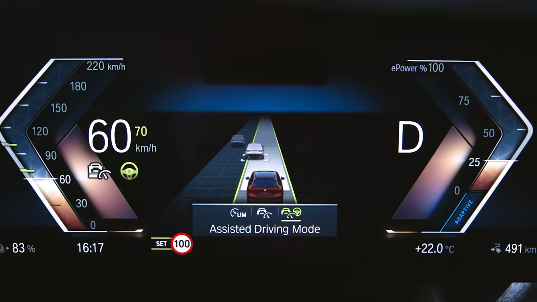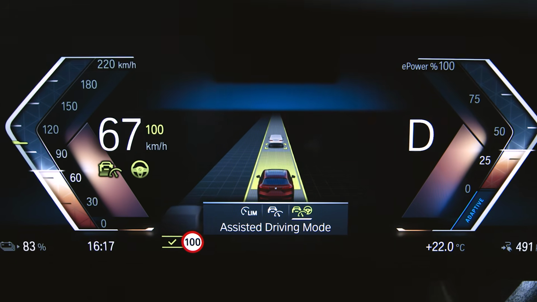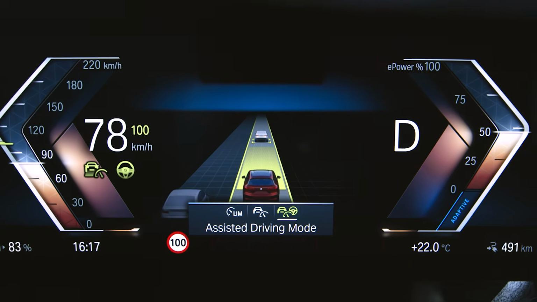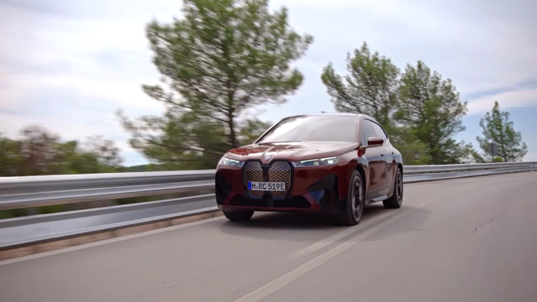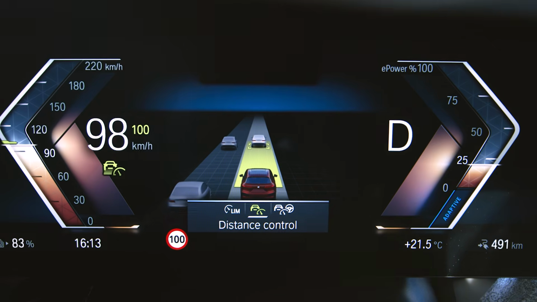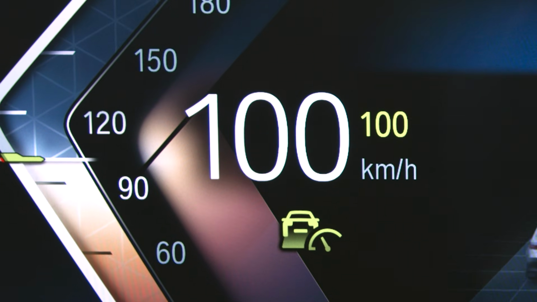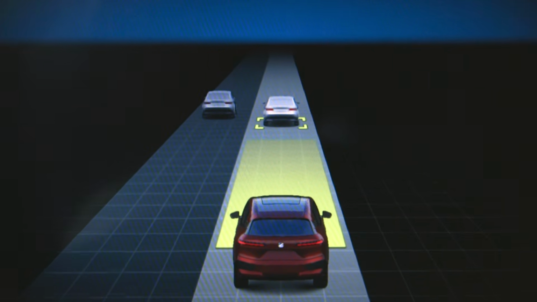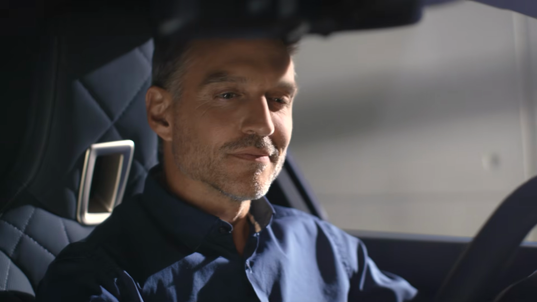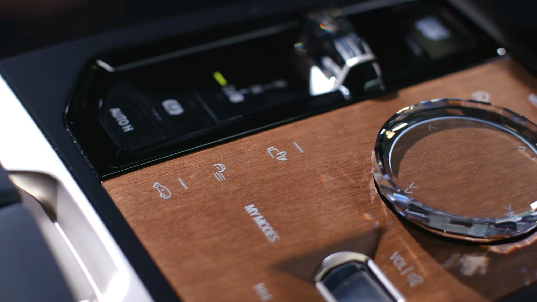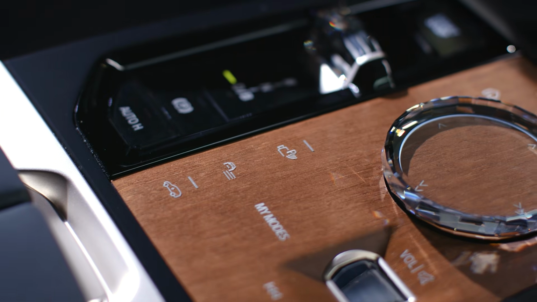Keep your distance. Driving Assistant Professional, Assisted Driving and the Distance Control with Stop&Go function in BMWs with Operating System 8 are individually adjustable to maintain your set speed and intelligently regulate your distance to vehicles ahead. For detailed adjustments, press the Driving Settings button in the center console.